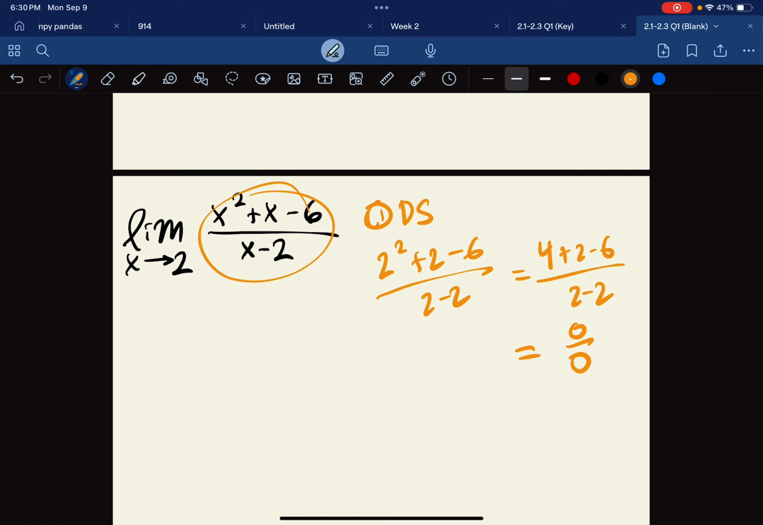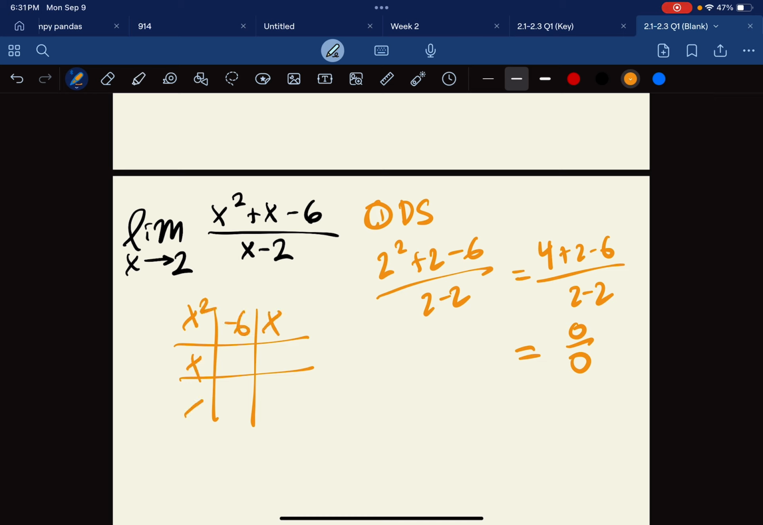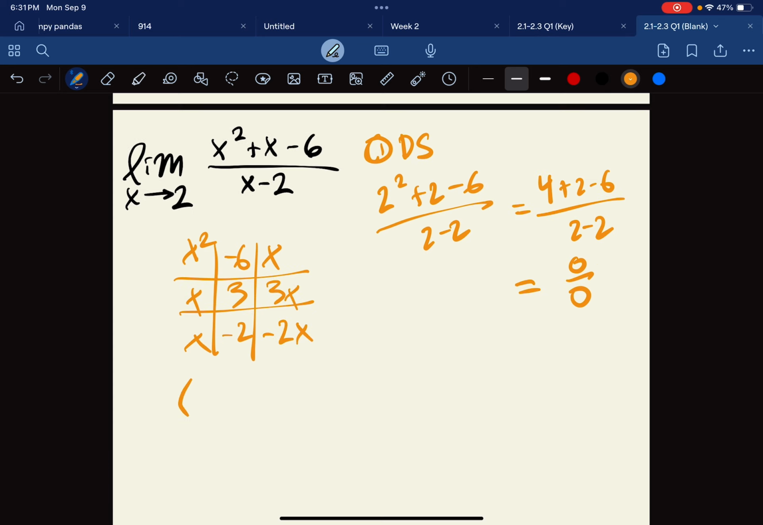If you have something that looks like this, it's kind of screaming, try and factor. However you know how to factor is fine. This is how I know how to factor. Very few people, I don't think I've ever had a student who's actually known how to do this way, called the tic-tac-toe method. I like it. It's how I learned it.